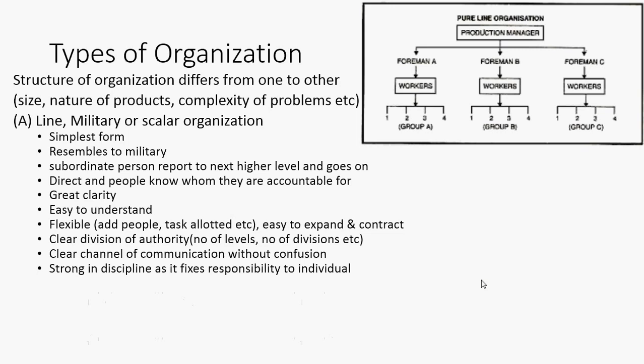It is a clear channel of communication without confusion. The production manager gives orders to foreman A. Foreman A gives orders only to the workers under foreman A. The worker under foreman A will give out the order to the next helper. So it is a clear channel of communication without confusion. It is strong in discipline, as it fixes responsibility on the individual. Every helper in group A is accountable only to the worker under foreman A, and it fixes their responsibility to finish the task effectively.